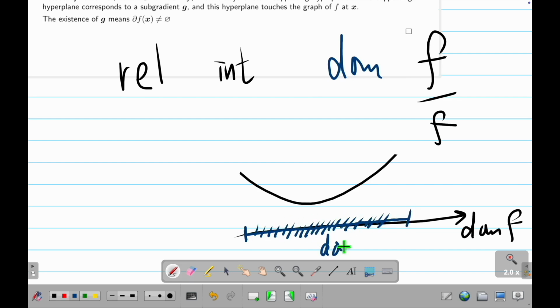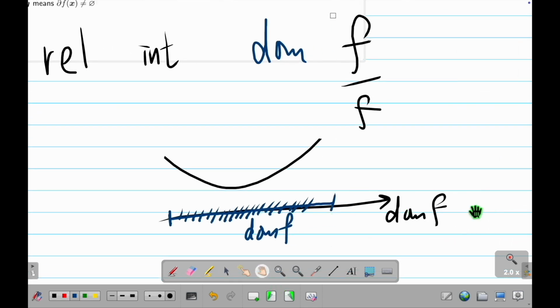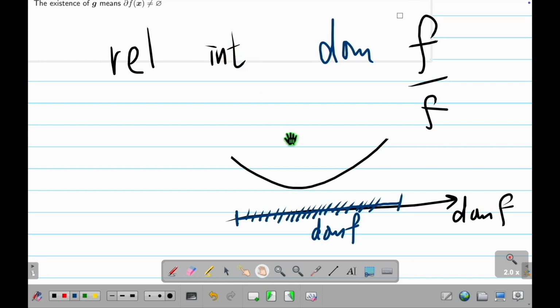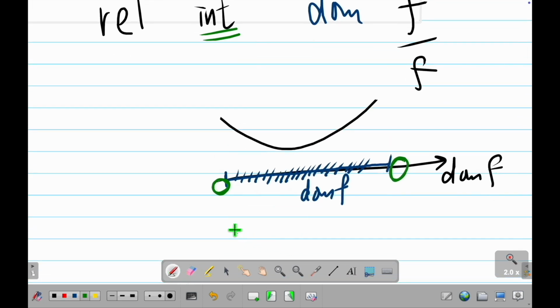This is domain f, which is a subset of the input set, right? And then what's the interior of domain f? Let me use green. It means I don't use these 2 points. There's a hole here. So that means this line segment without these 2 points is this, right? Okay. Then what is relative?